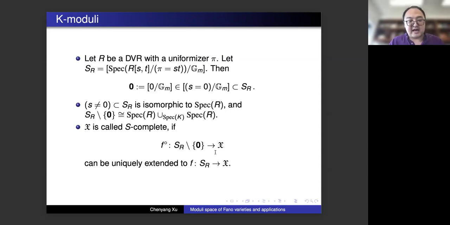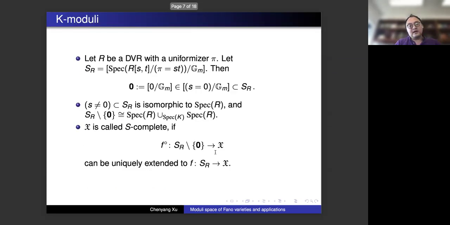A stack is called S-complete if any map from this double pointed line to the stack can be uniquely extended to a morphism from this surface-type object to the stack. So somehow you can uniquely fill in this punctured surface to the entire surface.